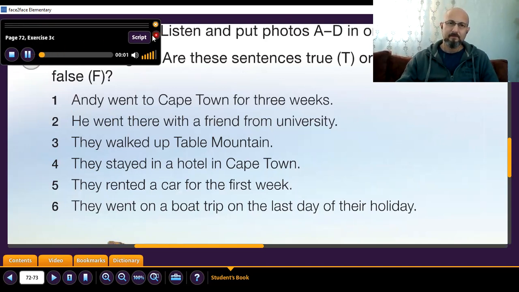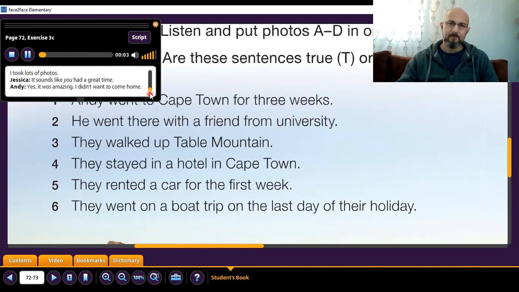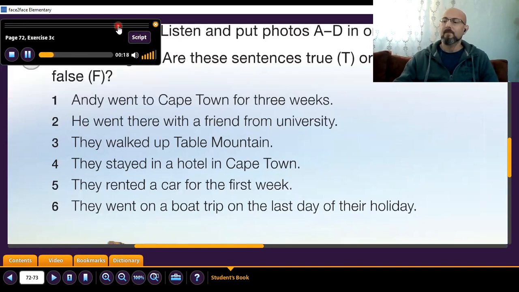Face to Face, 2nd edition, elementary. By Chris Redston and Gilly Cunningham. When did you last go on holiday, Andy? In September last year. Where did you go? I went to Cape Town for 2 weeks. Oh, great. I really want to go to South Africa. Did you have a good time? Yes, I did. It's a fantastic city, and the people were really friendly. Who did you go with? Nigel, a friend from university. Oh, right. What did you do there?